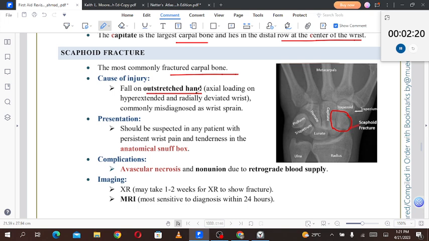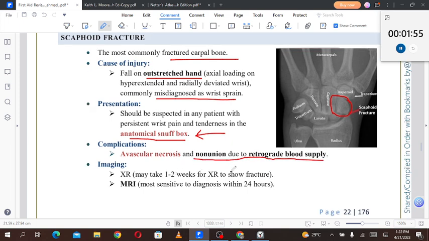So which nerve will be damaged? The ulnar nerve will be damaged. Axial loading on the hyperextended and radially deviated wrist, commonly misdiagnosed as wrist sprain. It should be suspected in any patient with persistent wrist pain and tenderness in the anatomical snuff box. So if there is tenderness in the anatomical snuff box, you must suspect a scaphoid fracture. Complication: avascular necrosis and non-union due to the retrograde blood supply. Imaging: X-ray may take 1 to 2 weeks to show the fracture. MRI is most sensitive for diagnosis within 24 hours.